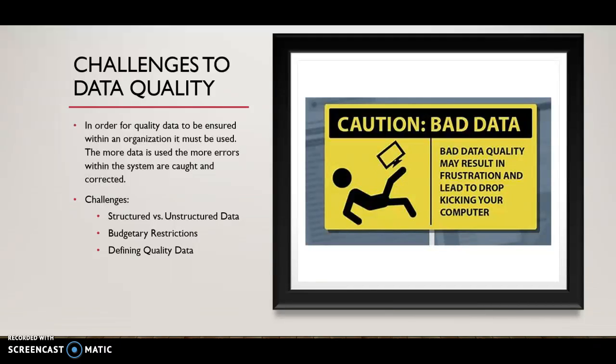Challenges to data quality. In order for quality data to be ensured within the organization, it must be used. The more the data is used, the more errors that will be caught within the system and corrected. Some challenges to this are structured versus unstructured data. Structured data is within the electronic health record, which is drop-down menus or pre-selected items. Unstructured data is free text, usually comes in with an order.